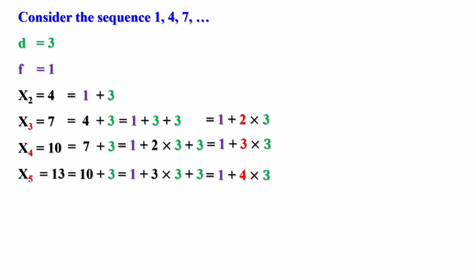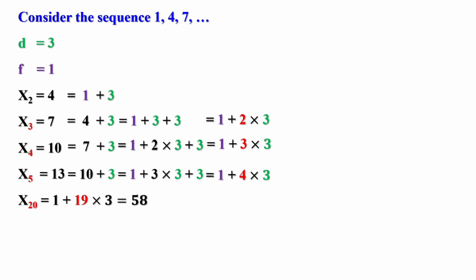Have you got the relation? Second term means 1 plus 1 times 3. Third term means 1 plus 2 times 3. Fourth term means 1 plus 3 times 3. Fifth term means 1 plus 4 times 3. Then what is the 20th term? 1 plus 19 times d, right? That is 58. Now let us generalize.